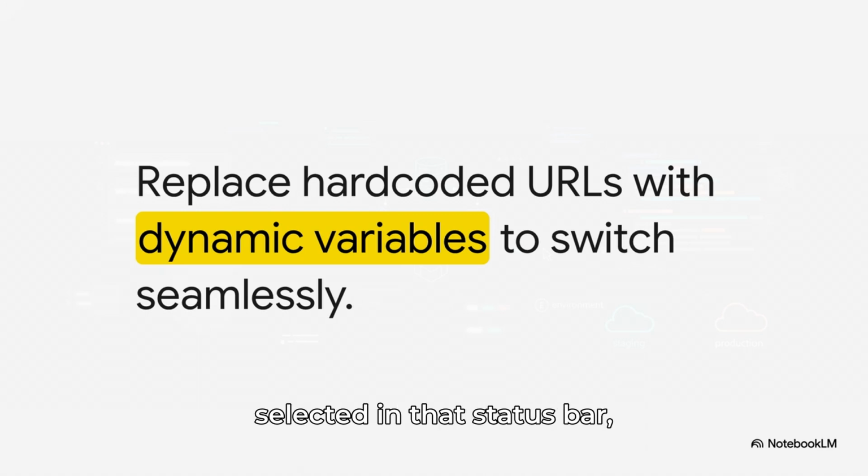If you've got local selected in that status bar, it queries localhost. Flip that switch to production, and that exact same line of text hits your live server instantly. It is so clean, and it makes your request files entirely reusable without rewriting a thing.